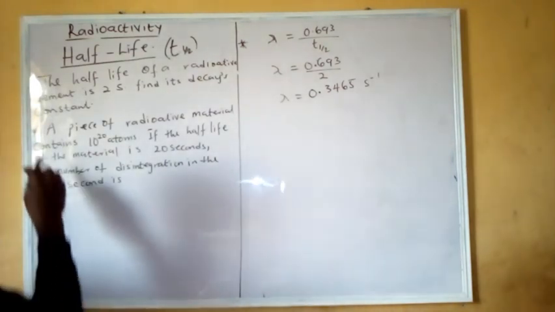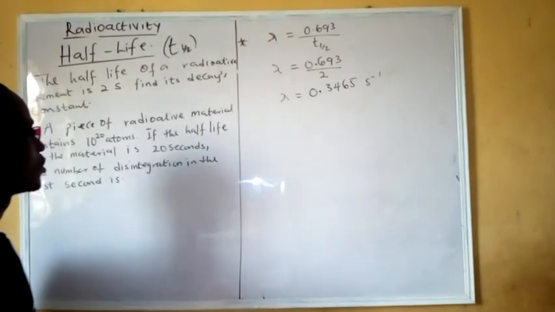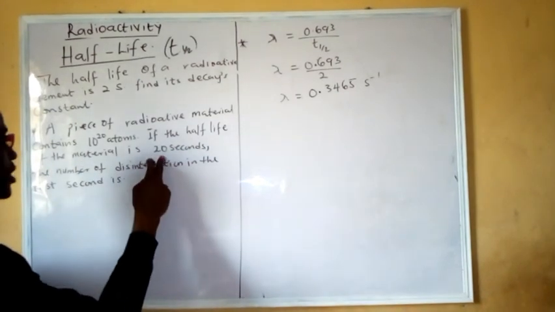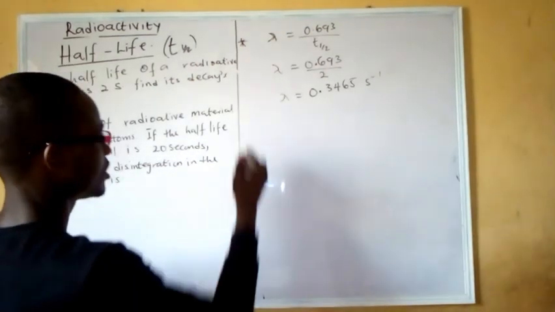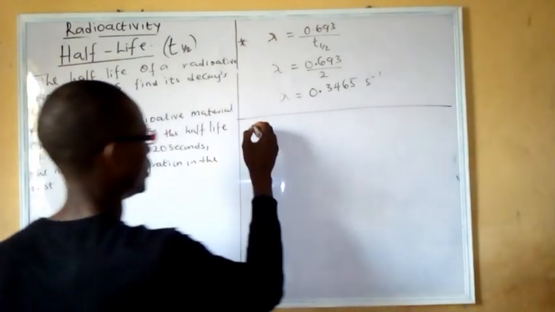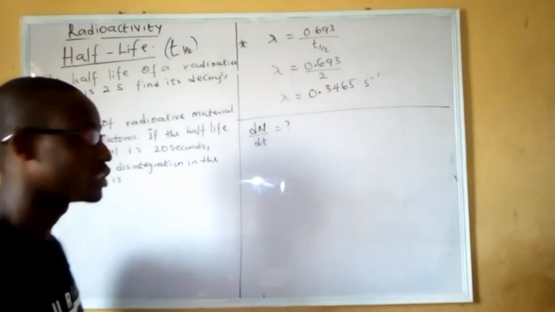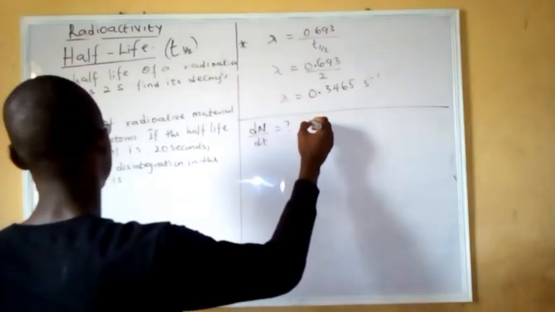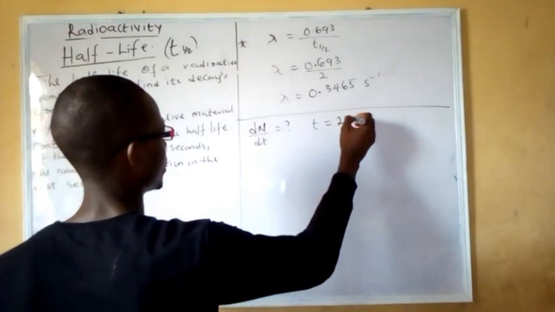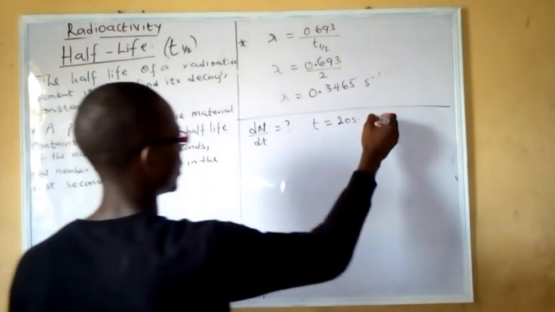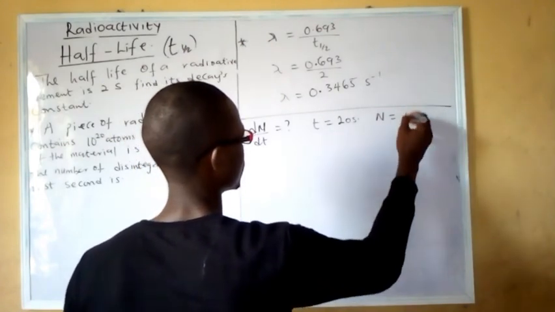So another question says a piece of radioactive material contains 10 raised to the power 20 atoms. If the half-life of the material is 20 seconds, the number of disintegrations in the first second is referring to the count rate. We're searching for the count rate. So don't forget the half-life T is equal to 20 seconds. Then we have the number of atoms, which is 10 raised to the power 20 atoms.